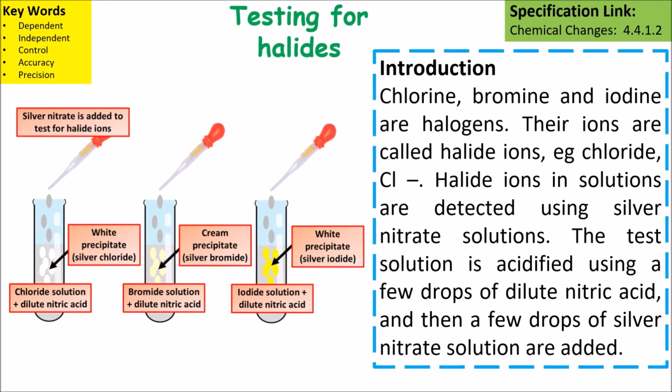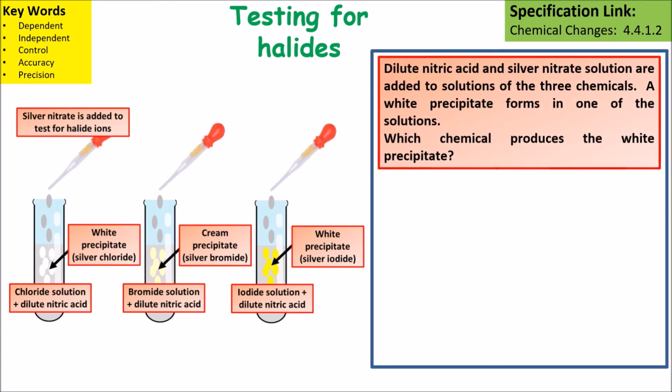Chlorine, bromine and iodine are halogens, so these ions are called halide ions. Halide ions in solutions are detected using silver nitrate solution. The test solution is acidified using a few drops of nitric acid and then a few drops of silver nitrate are added.